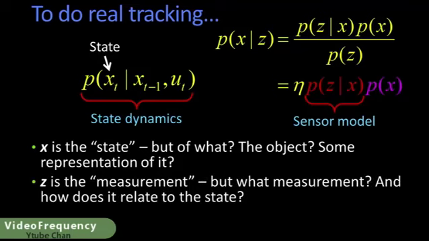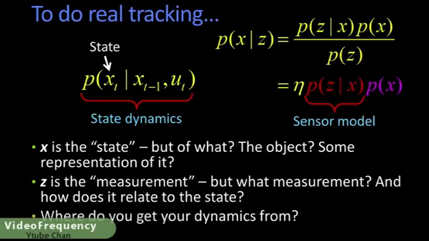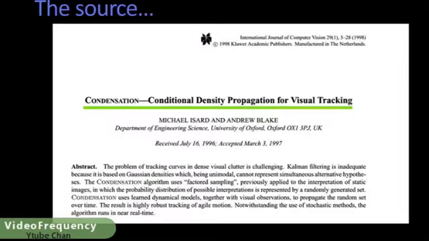Speaking of sensor measurements, Z is the measurement. But the measurement of what? What measurement are you going to use, and how does the measurement relate to the state? So if we're going to do real tracking, we have to know these things. And finally, where do you get your dynamics from? Do you go to the dynamics shelf at Home Depot and say, I need some dynamics, please? Where are you going to get these for computer vision? The discussion we're going to use today comes a bit from this paper, and the idea of using particles and sample-based representations of densities, that wasn't new.